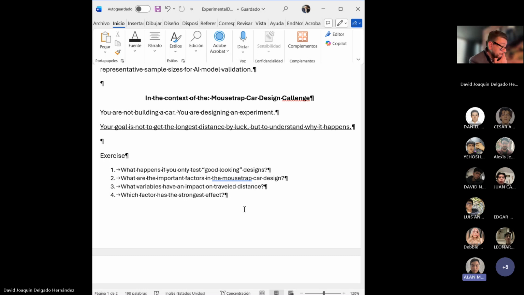The lever arm length has the strongest effect on the travel distance as it controls the way energy is released and therefore has the greatest impact on the overall performance of the car. Okay, thank you so much, Alan, for your answers and the team. And there is just one team missing. Can you please put the answers to the four questions as well on the chat, please?